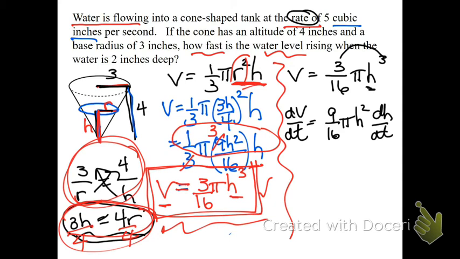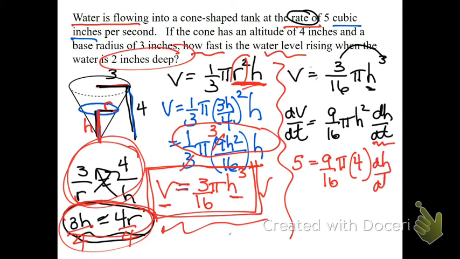Now that we have time in the problem, we fill in all of this moment in time. dV/dt they gave us was 5. H, the height at this moment, the water is 2 inches deep. Square that, you get 4. dH/dt was the question: how fast is the water rising? Simplify a little bit. The 4's cancel. 4 and 16, divide them both by 4.